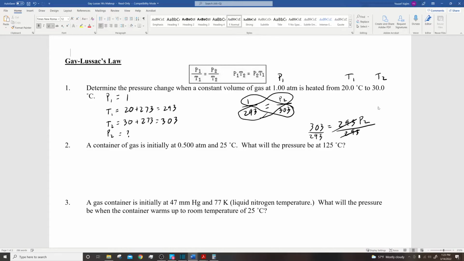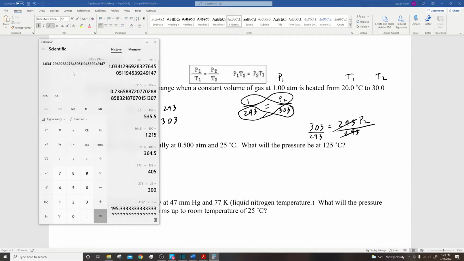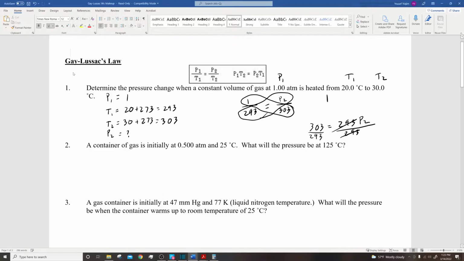That's going to cancel. And then our final answer is going to be 303 divided by 293, which gives us 1.03. So P2 is equal to 1.03, and the unit's going to be the same thing that we put in, so this is going to be atm. Box it up and you're done.